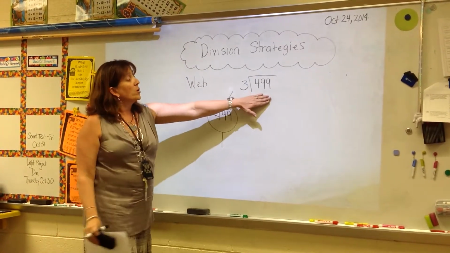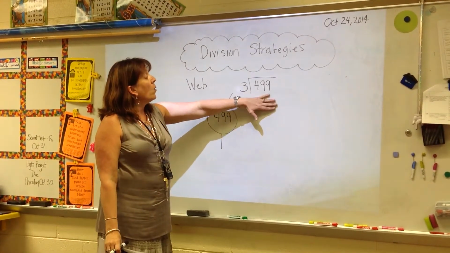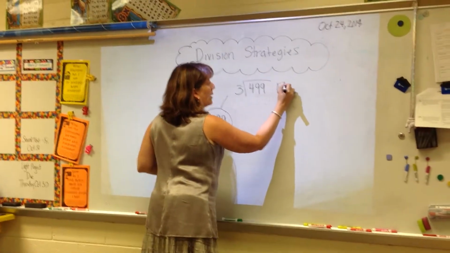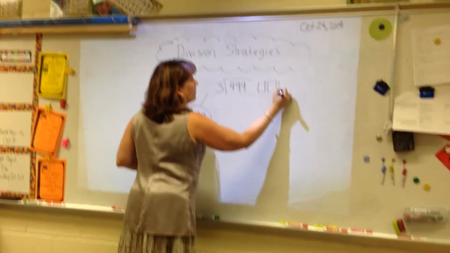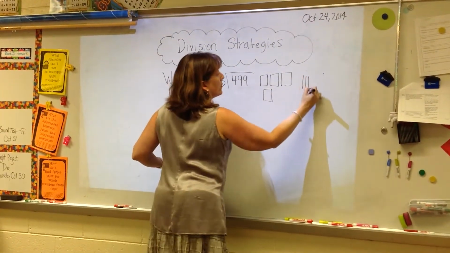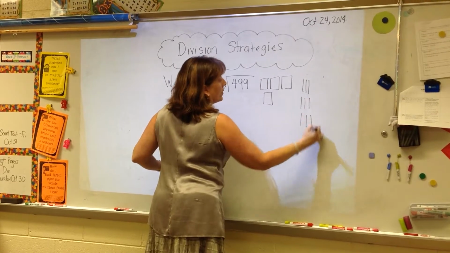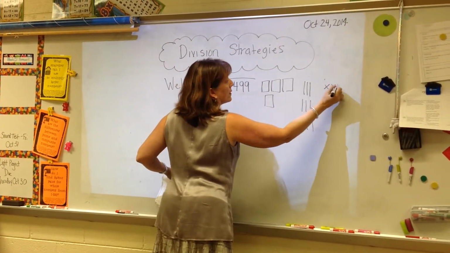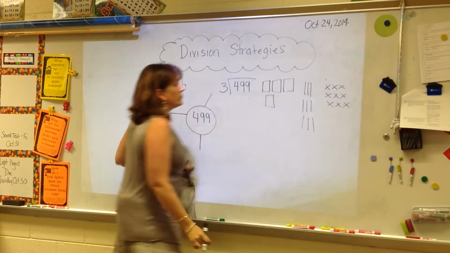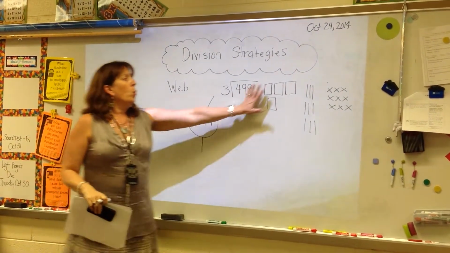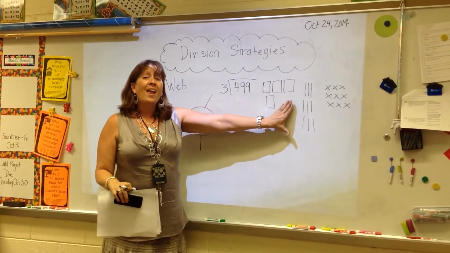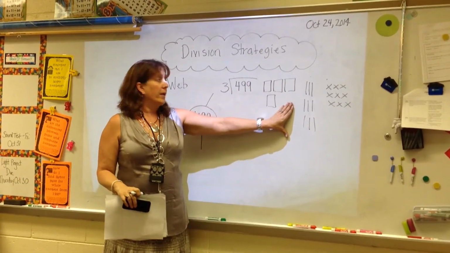So the first thing that we're going to do is look to see what this number actually means. If we had place value blocks, I would have 400s, 9 10s, and 9 1s. So visually, we want the kids to be able to think about this. They don't have to draw it out, but if they need to, they can.